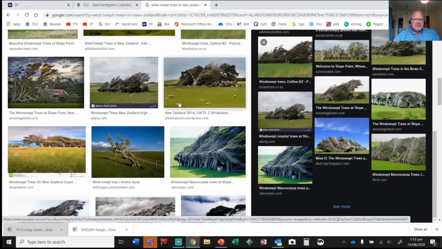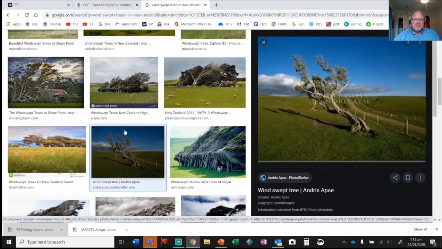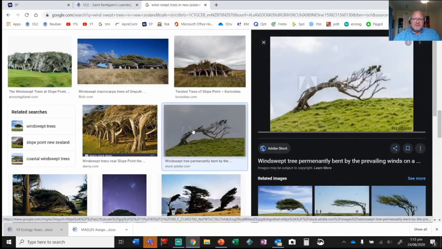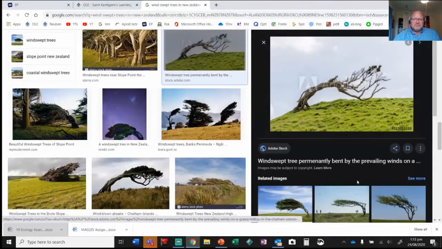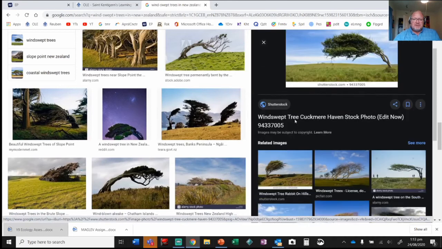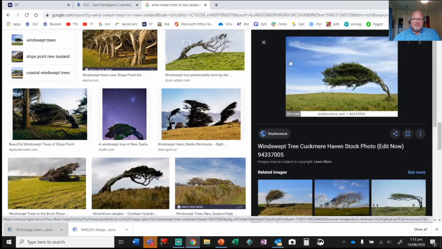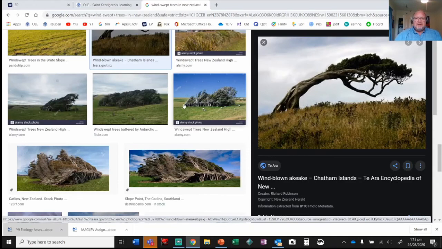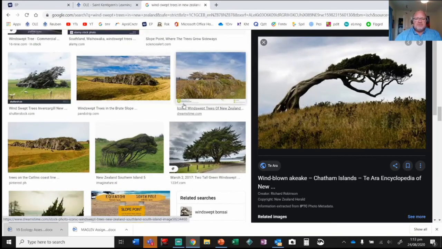There's some other examples in here too. Look at that one. Here's another one. And here's another. Again, I find it really interesting. So, environmental effects on trees, on living organisms.